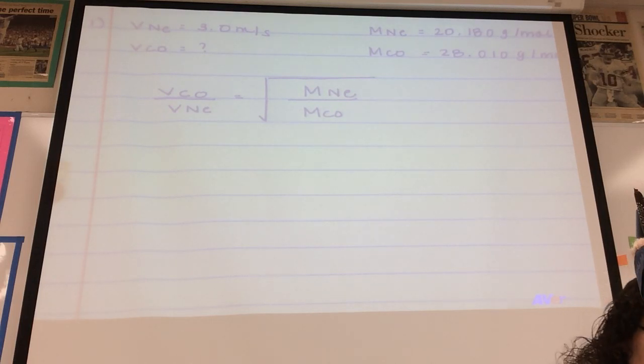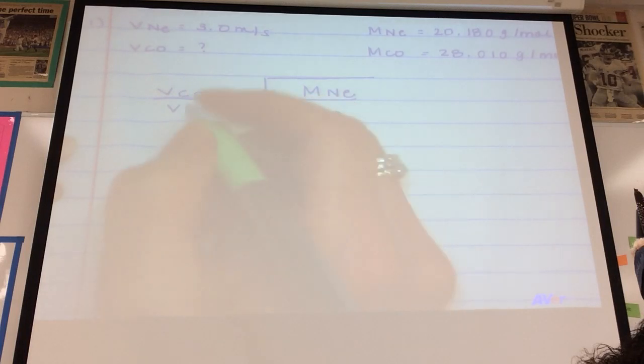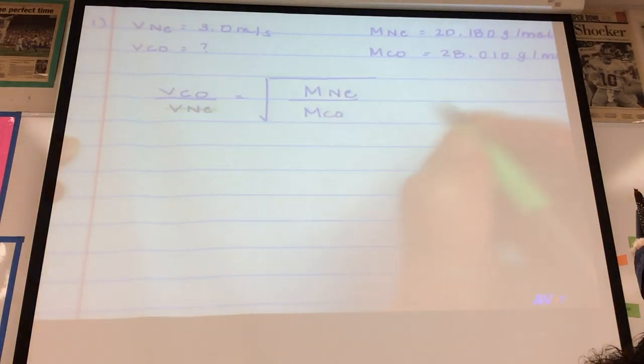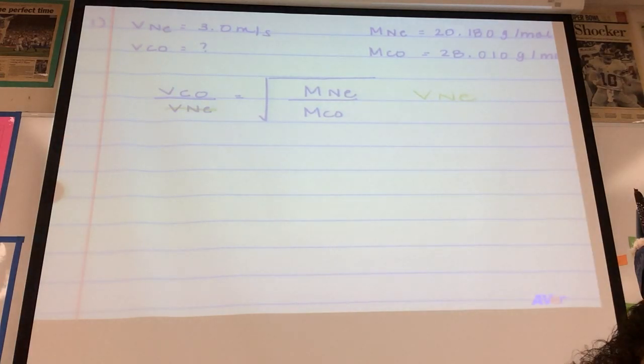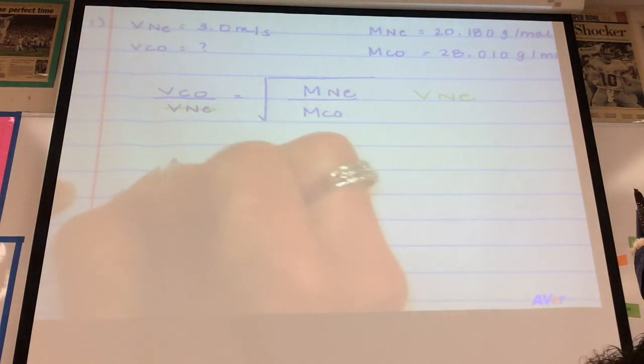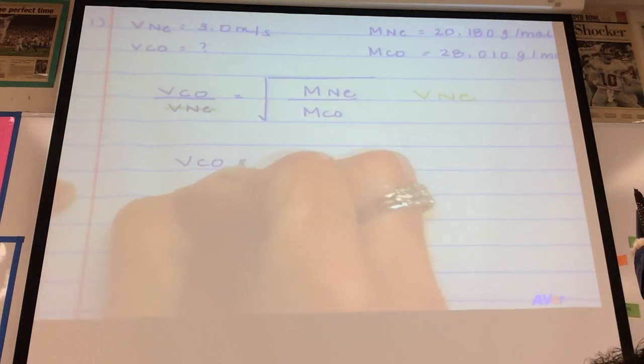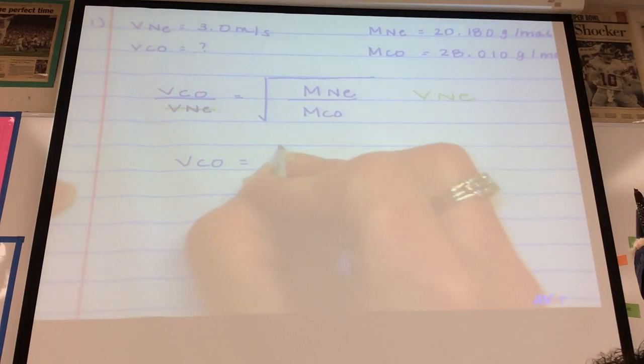So I want to get carbon monoxide's velocity on its own. So I'm going to move this here. And at this point, I'm ready to plug and chug. Much easier to move variables than quantities.